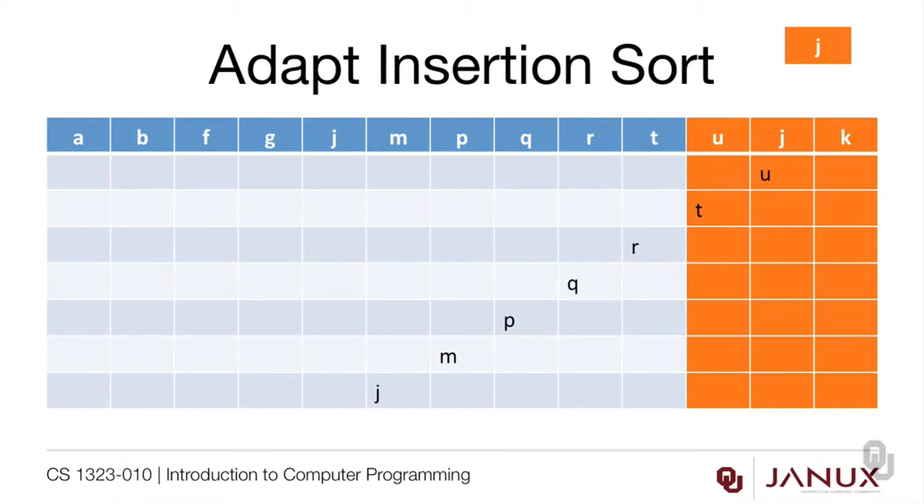Now for J, we set J to the side, and we notice that U is bigger than J, and T is bigger than J, and R is bigger than J, and Q is bigger than J, and P is bigger than J, and M is bigger than J.